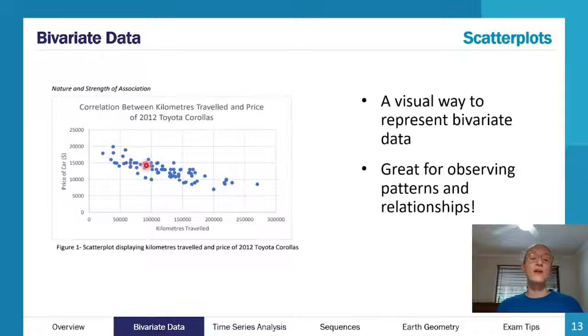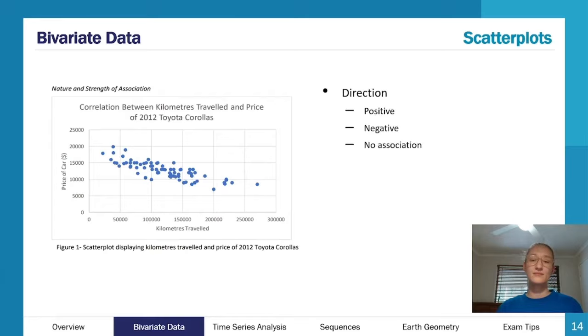And you can start to see that we actually do have a pattern. Patterns are just any overarching trends or any conclusion you can draw from your scatter plot. So that's a quick introduction to scatter plots. There are lots and lots of different things we can talk about when we're discussing a scatter plot. The first thing we can talk about is, is it a positive direction? Is it a negative direction? Or is there no association?